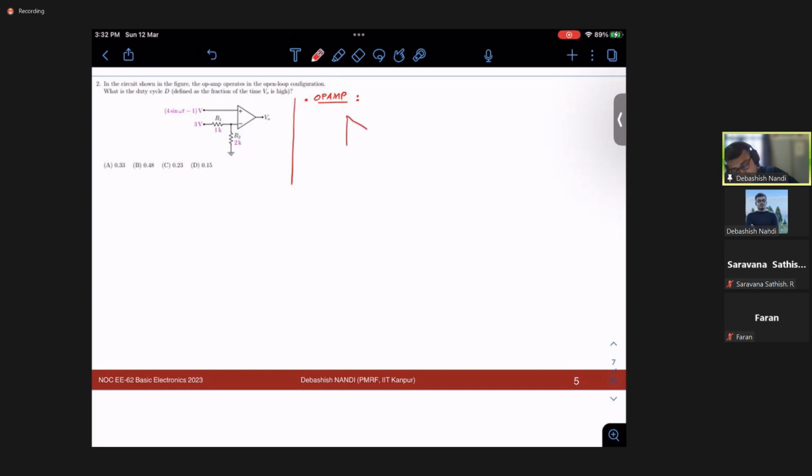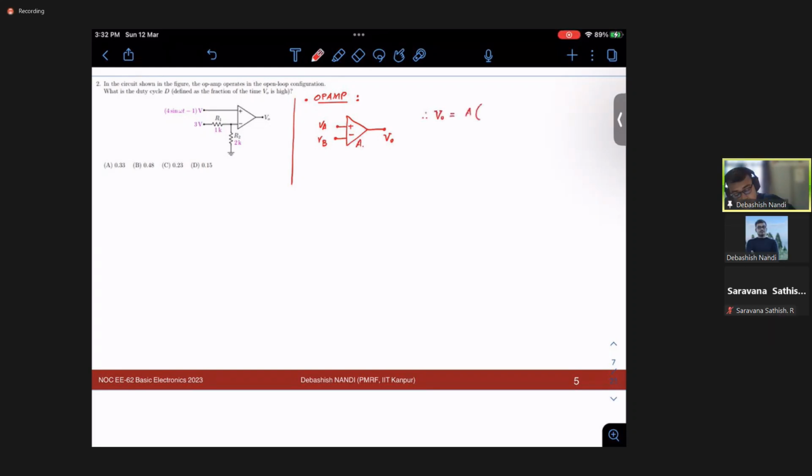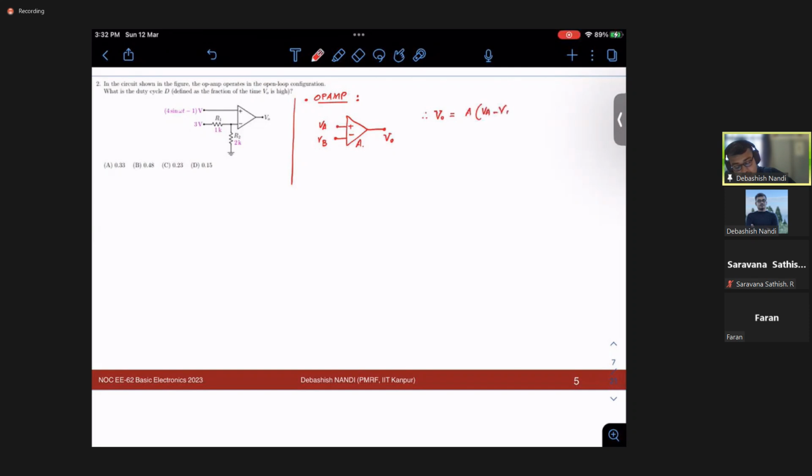That means suppose you have a, this is VA, this is VB, and this is your V out. And let's say the op-amp has a gain of A. Then what is your V out? Your V out is nothing but A into (VA minus VB). Okay, this is how the op-amp works.